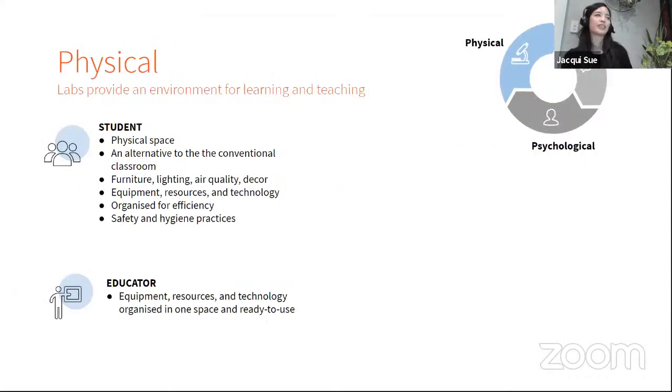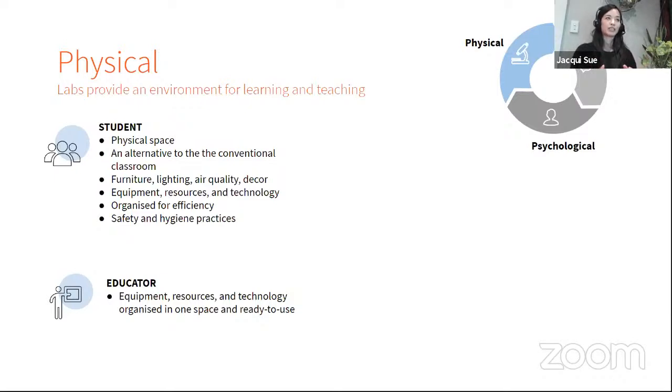To elaborate on this a little bit more, what do I mean by the physical aspects of a lab? If you're a student, a lab presents not only just a physical space, but it's an alternative to the conventional classroom. Think about things like the furniture and lighting and air quality and decor. Labs often have nice clean lines and uncluttered tables. If you look at the walls, there are bright posters around the room and models that you can interact with and touch.